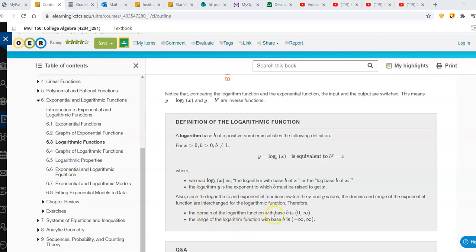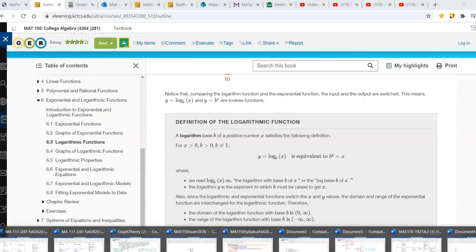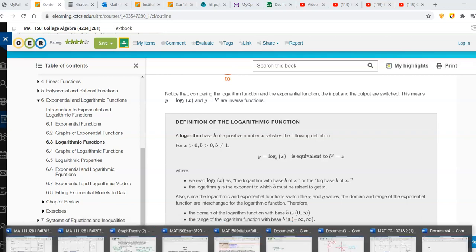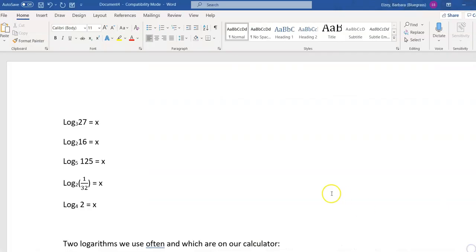And the domain of the logarithm with base b is 0 to infinity, and its range is all real numbers. Now, right now, you're probably not understanding what a logarithm is based on that definition. So let's go to some examples, and I'm going to show you a way to rewrite a logarithm so that it makes more sense what a logarithm is. So we're going to do some of these logarithms.